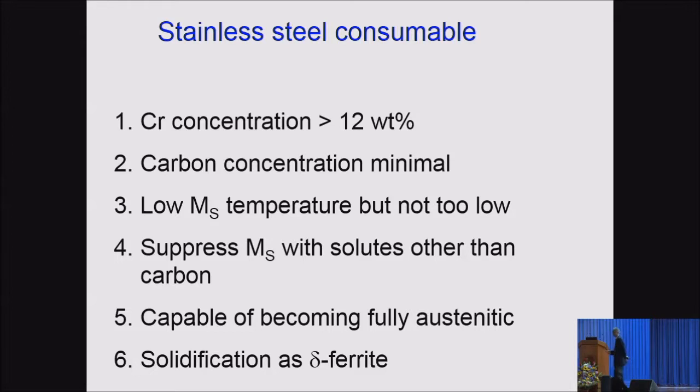We need to keep the carbon concentration as low as possible, because we don't want chromium carbides forming and sensitizing the material. We need a low martensite start temperature, but not too low so that we don't retain too much austenite. And we don't want to use carbon. At high temperature, it should be fully austenitic, and solidification should be with delta ferrite, otherwise there's a tendency for hot cracking. Okay, so these are the design criteria.